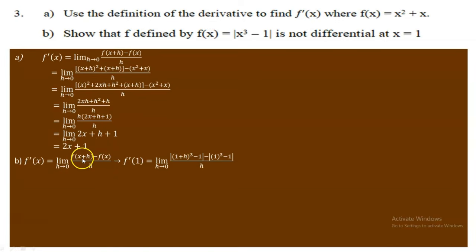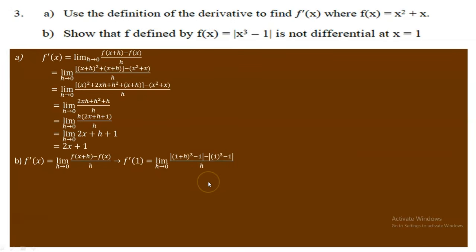So put 1 in place of x, so this is as h approaching 0, (1 plus h) cubed minus 1, because f of x is defined as the absolute value of x cubed minus 1. As you are putting x plus h here, you see 1 plus h here because x is 1. (1 plus h) cubed minus 1 is going to come for the first one. And for f of x, that is f of 1, because x is substituted by 1. F of 1 is 1 cubed minus 1, over h.